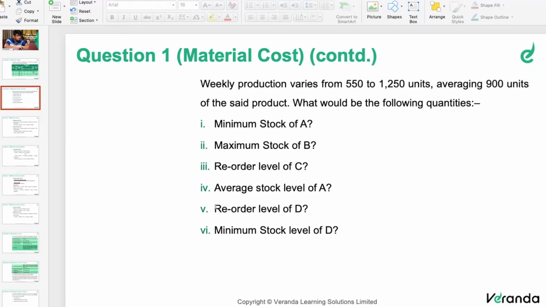So first you should be familiar with the formula. What is the formula for reorder level? Maximum usage into maximum lead time. Formula for reorder level, all of you repeat. Maximum usage into maximum lead time.